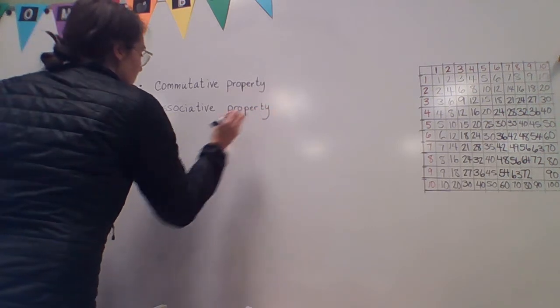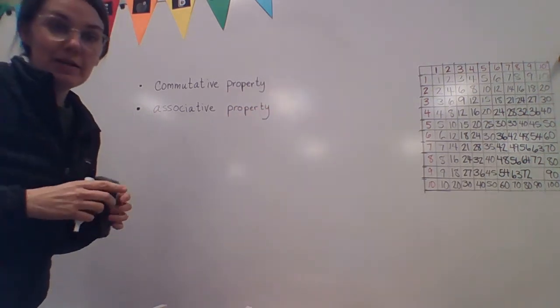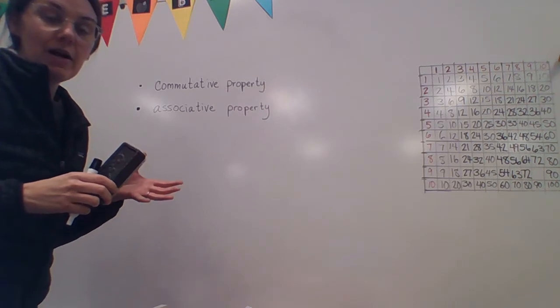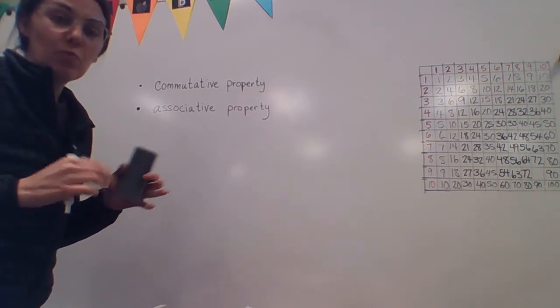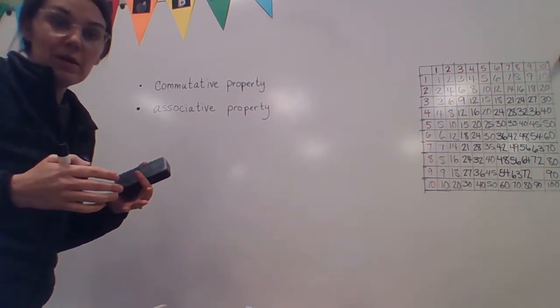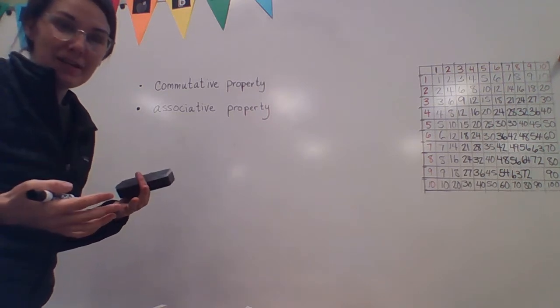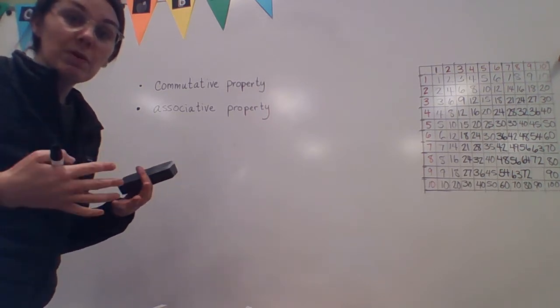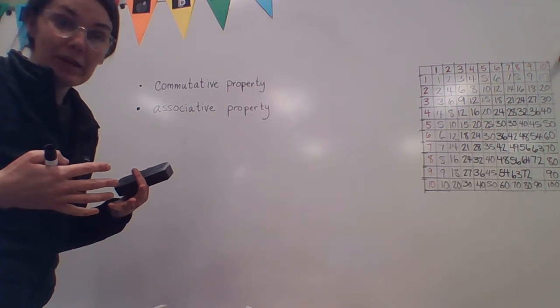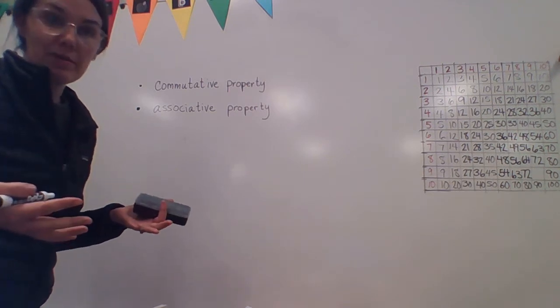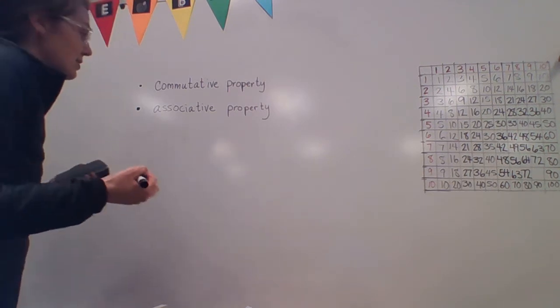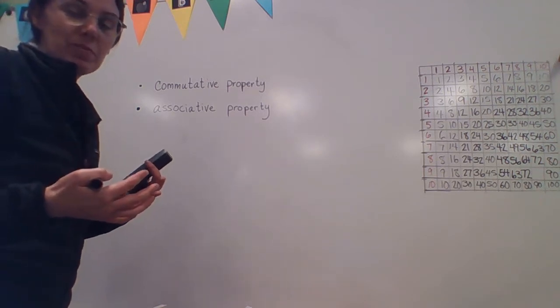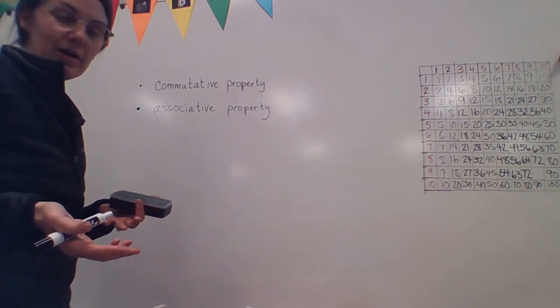And associative property means that associates are people who work together or a group of people. So the associative property basically means that you can group your numbers any way you like in multiplication and also still get the same answer. Okay, so that comes in more handy if we're multiplying more than one number.